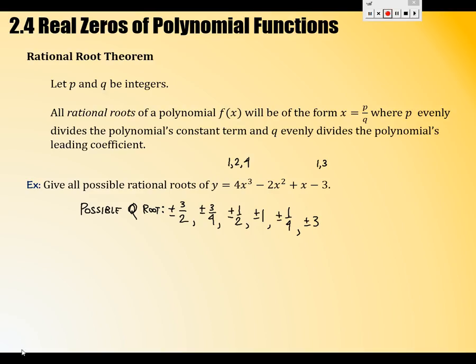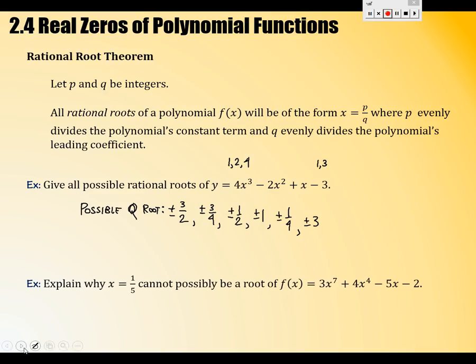All right, I think it was pretty clear before, but let's imagine someone came along and said that 1/5 is a root of this new polynomial. New problem. What would you say to that person? 5 doesn't divide evenly into 3, because it leaves a decimal. Yeah, 5 does not evenly divide 3. Case closed by the rational root theorem. I know that 1/5 is not a root, for sure.